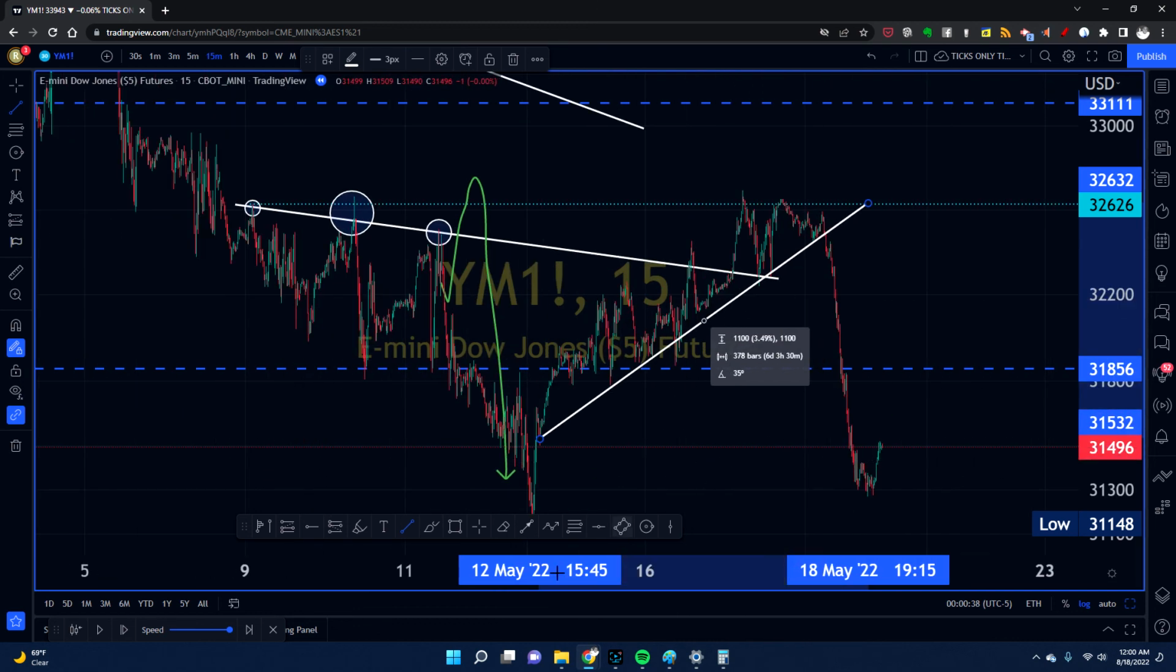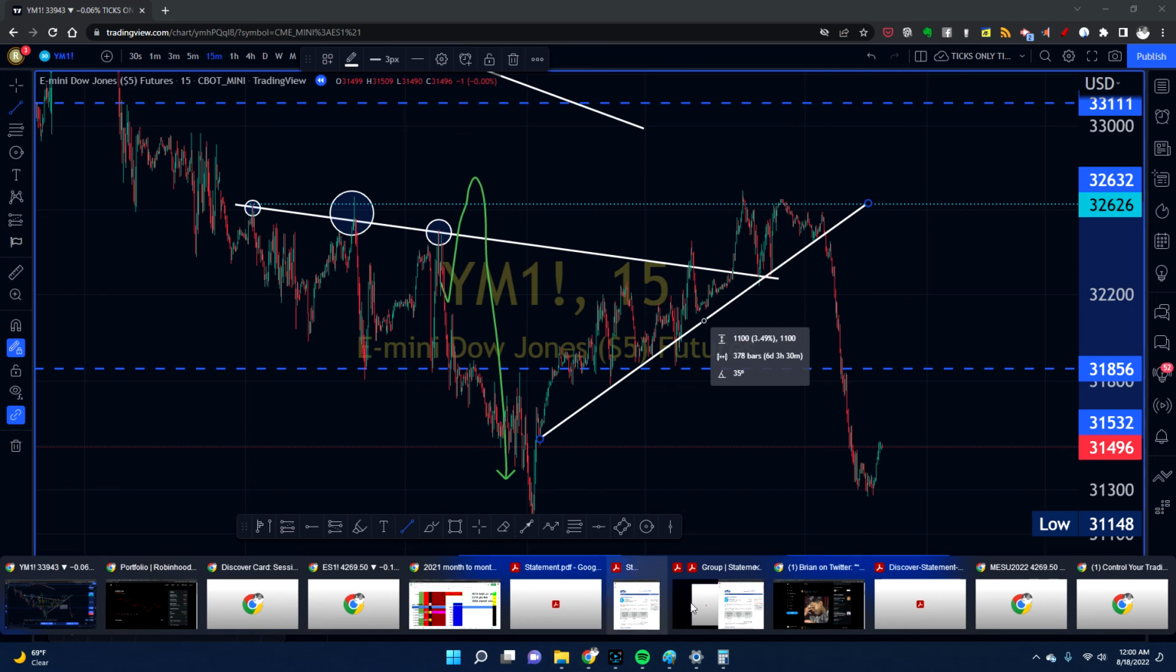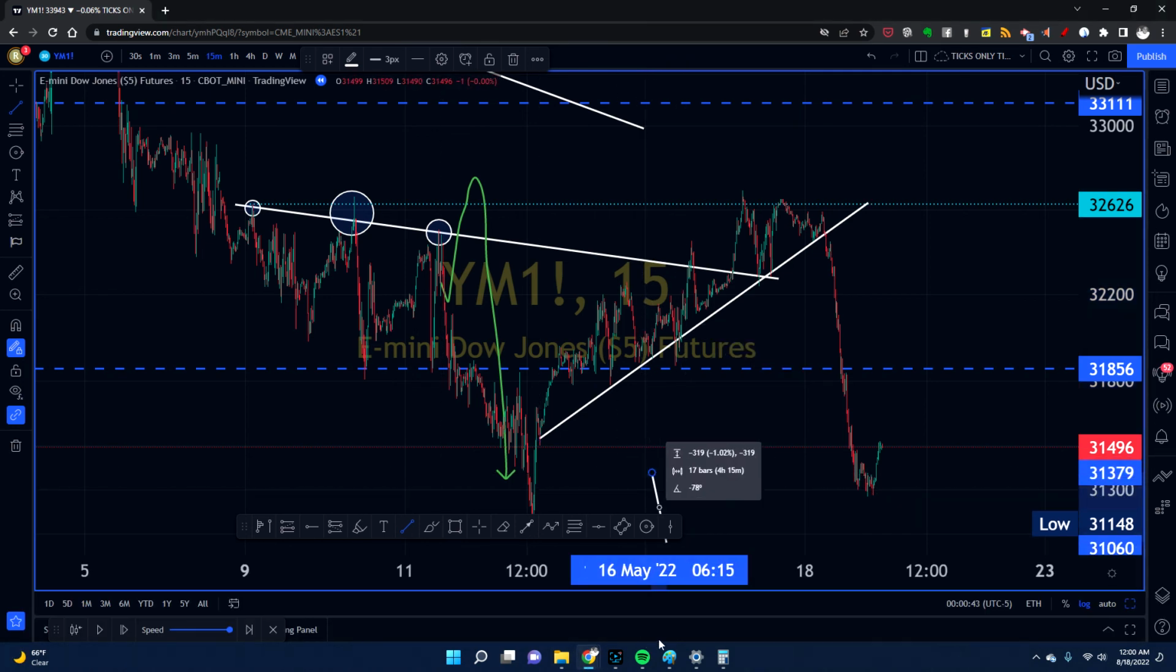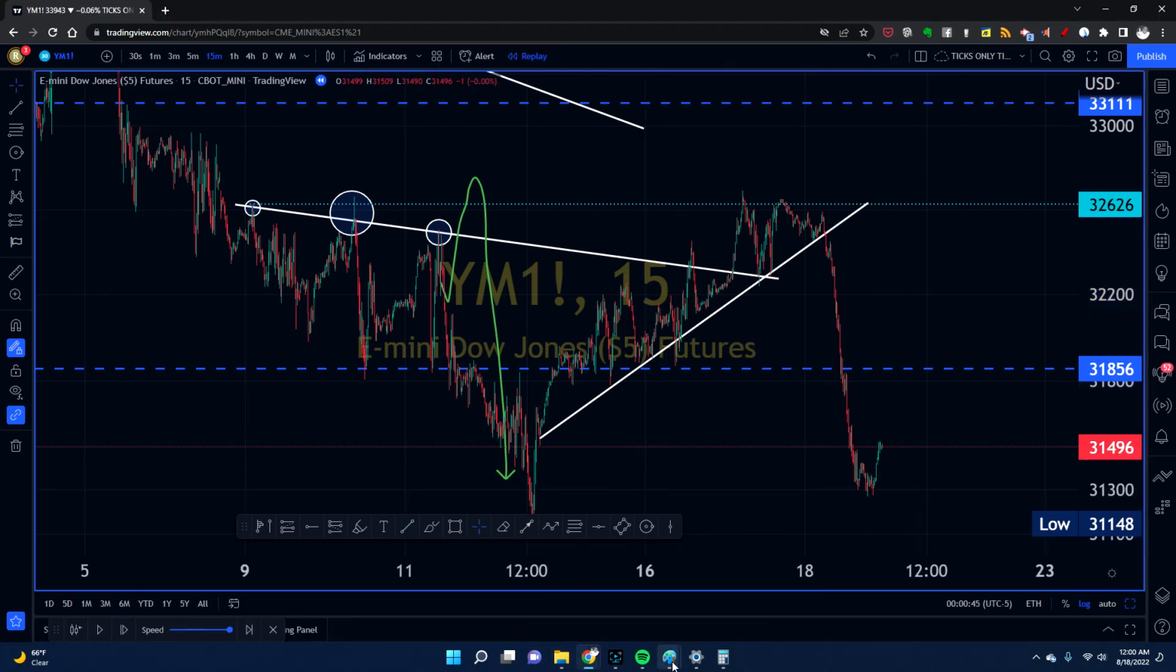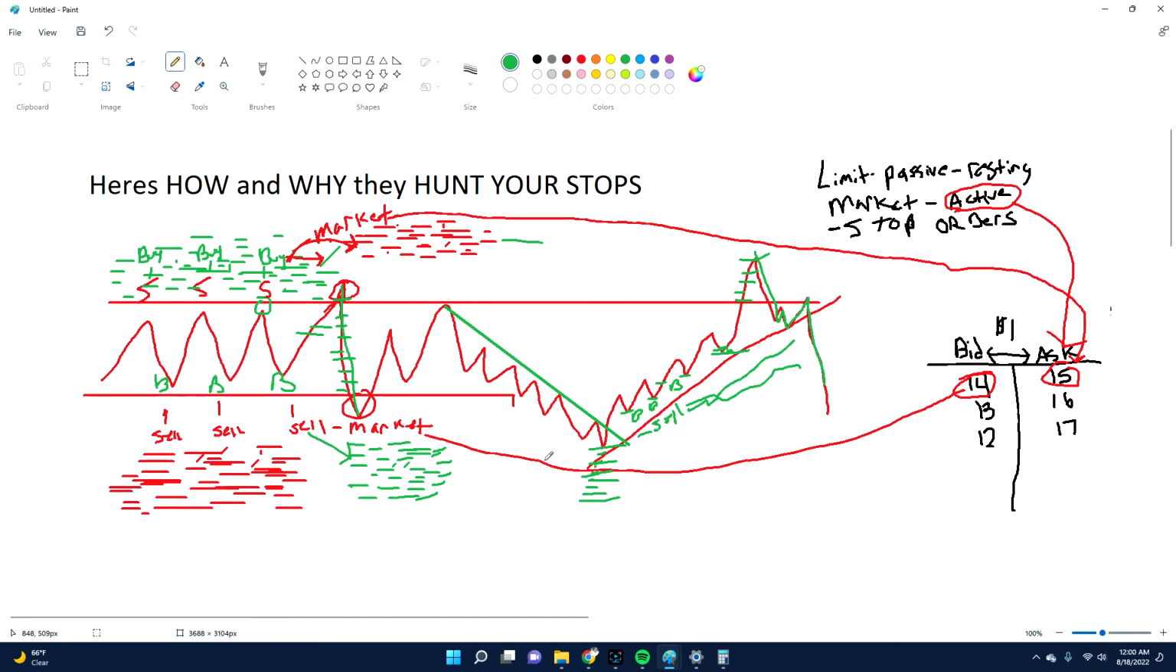Okay. So just think about liquidity when you trade. It's a real thing. It happens. Once you see it in your charts, you can't unsee it. Okay, and it'll really help improve your trading.